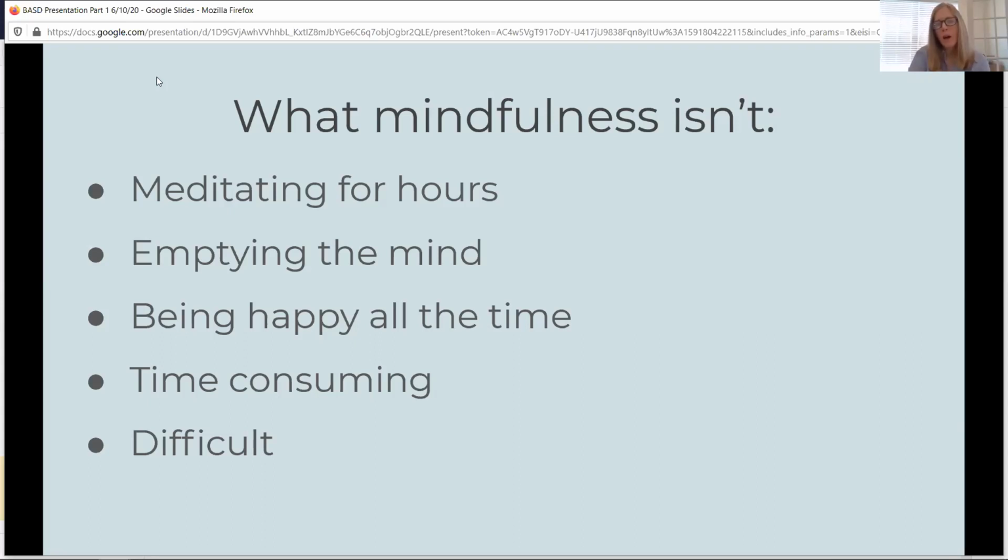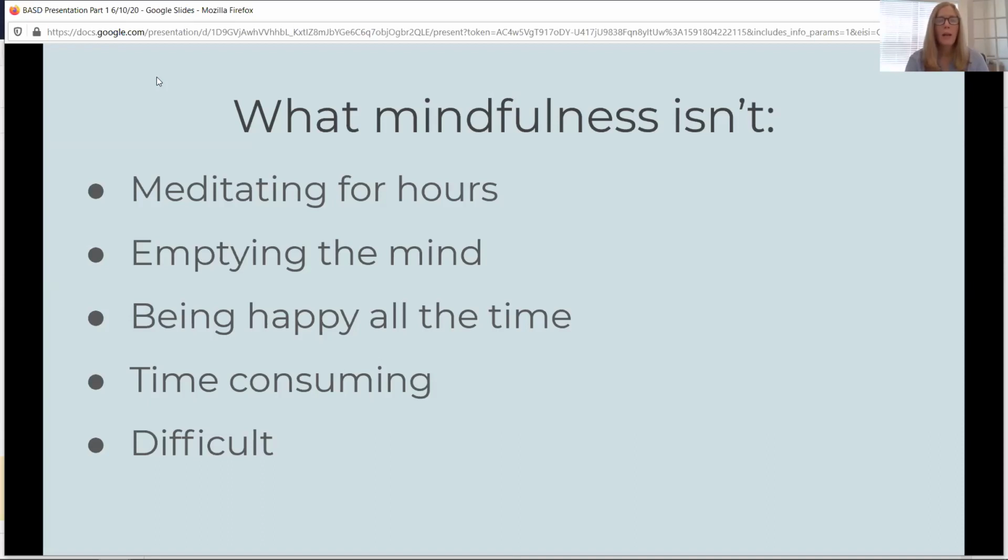So mindfulness is not about meditating for hours. You can absolutely meditate as part of your mindfulness practice, and you choose what makes the most sense for you and your situation and your environment, etc. So your meditation practice might be 15 minutes twice a day. It might be 5 minutes in the morning, whatever works best for you. If you want to meditate for hours, excellent.